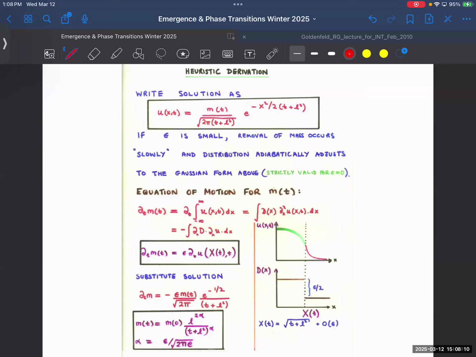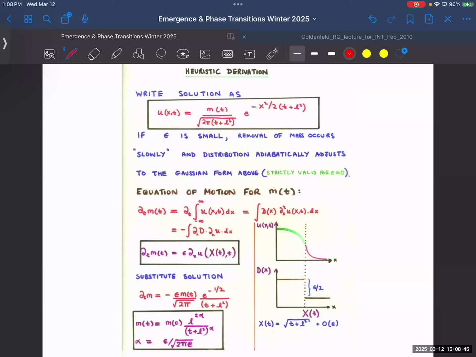Okay, so we know that the mass of the distribution is not conserved. So what you might say is the following. Let's suppose that epsilon is very small. Then you would expect that the mass of the distribution, the area under the curve, is not going to be conserved, but maybe the conservation law is not going to be broken too quickly. So think about it like this. As this thing is diffusing out, some of the stuff that is diffusing is sort of disappearing into thin air, and we can't see it.